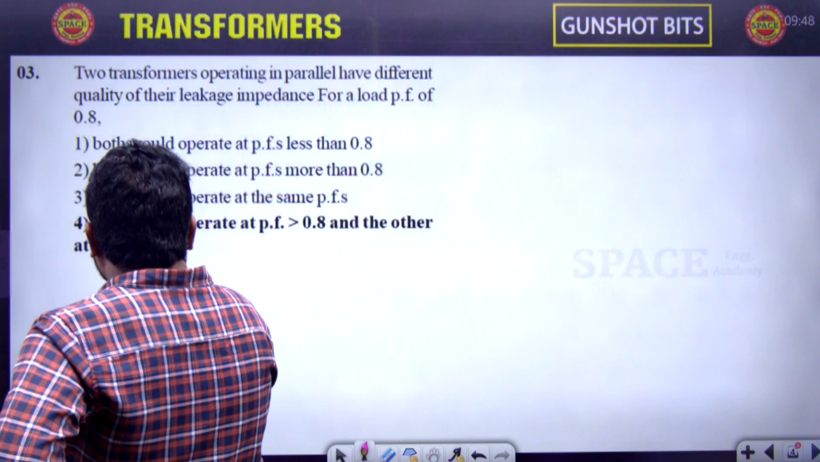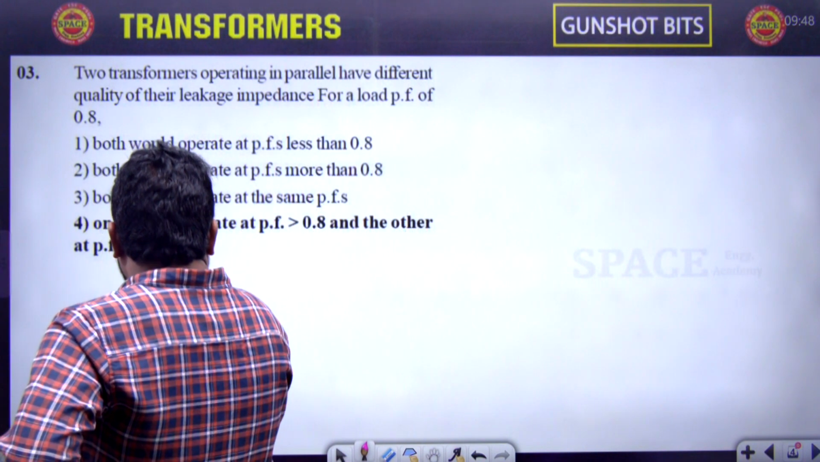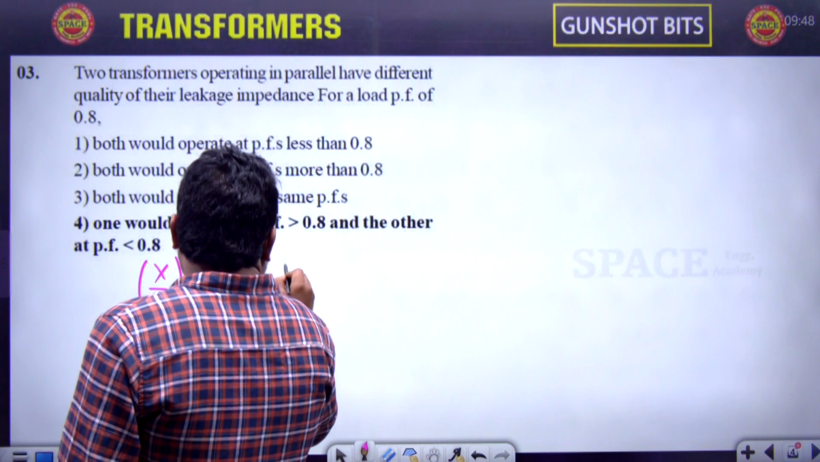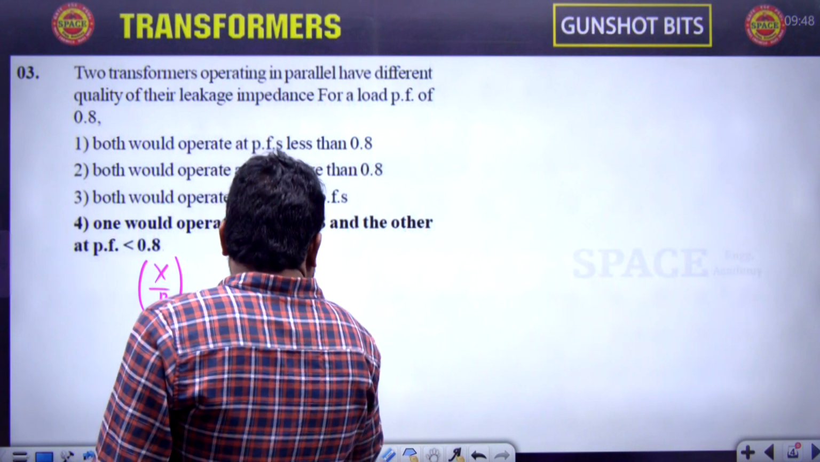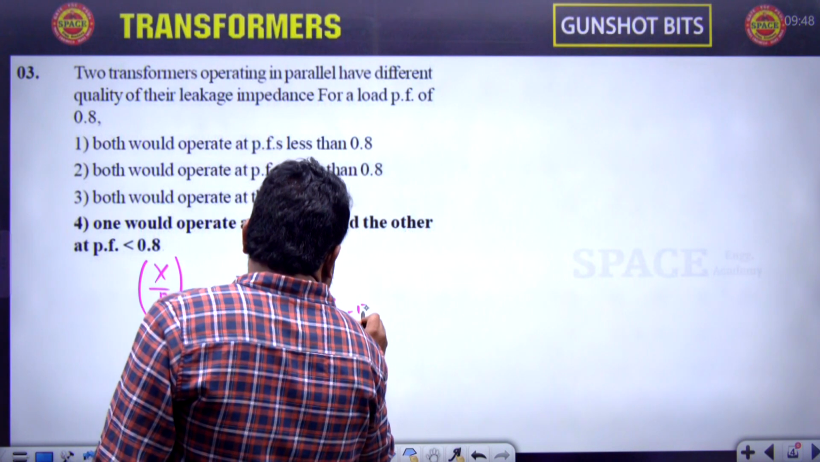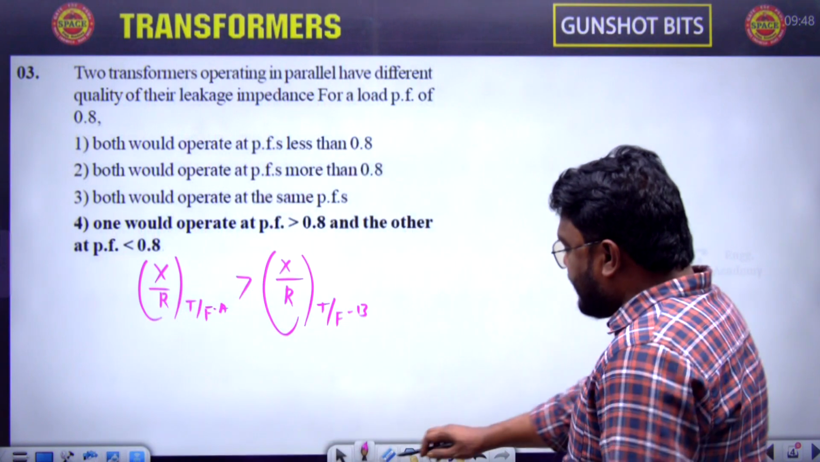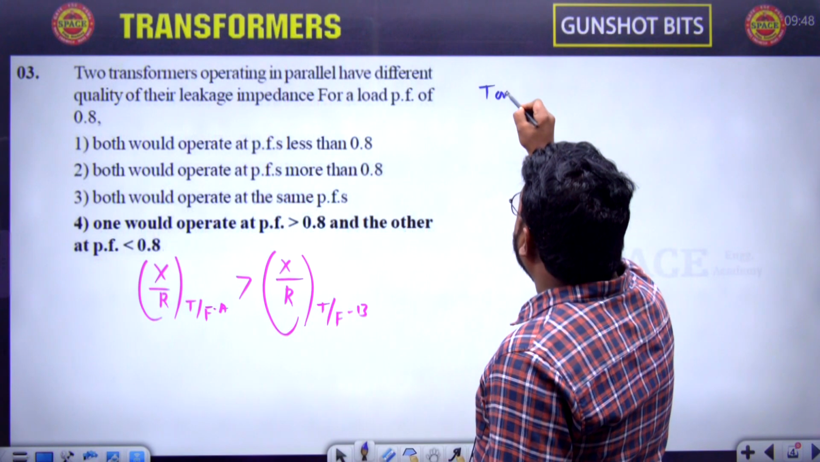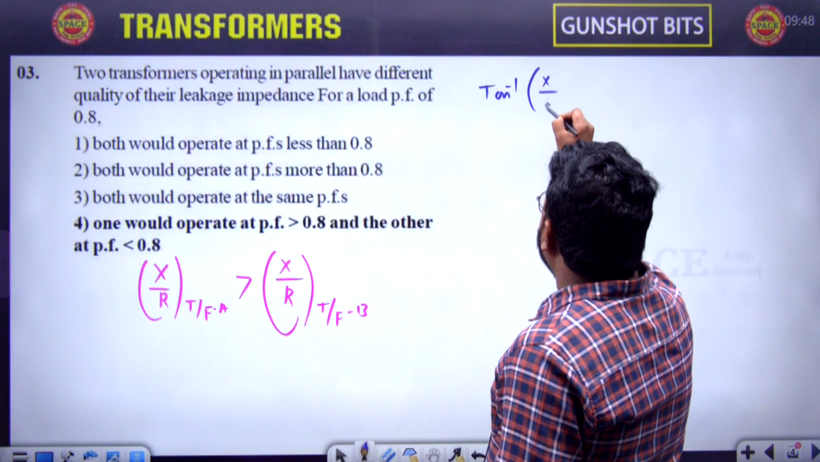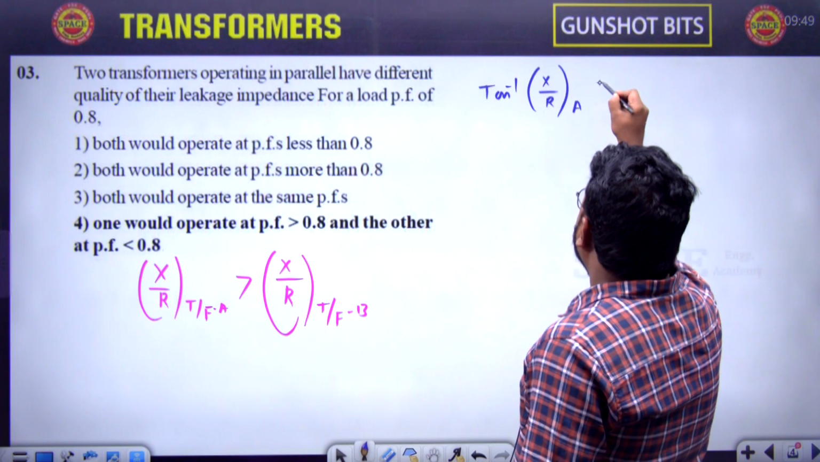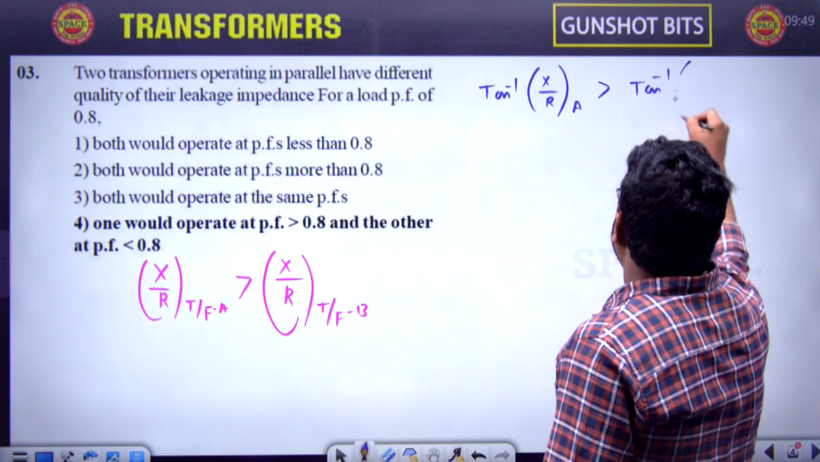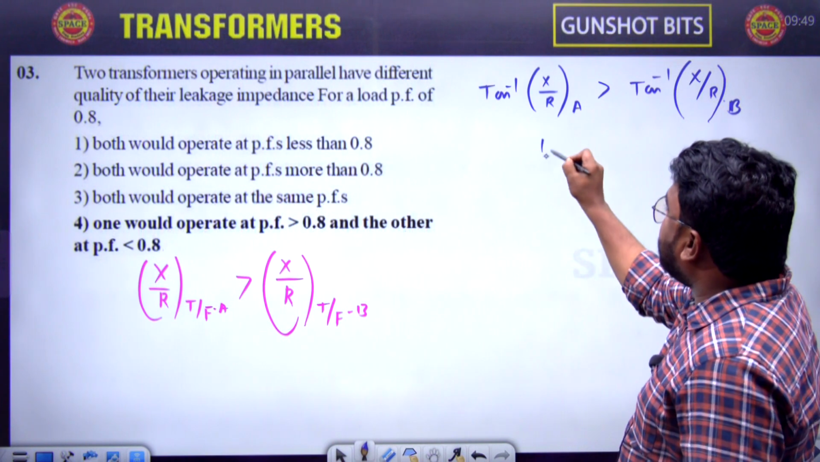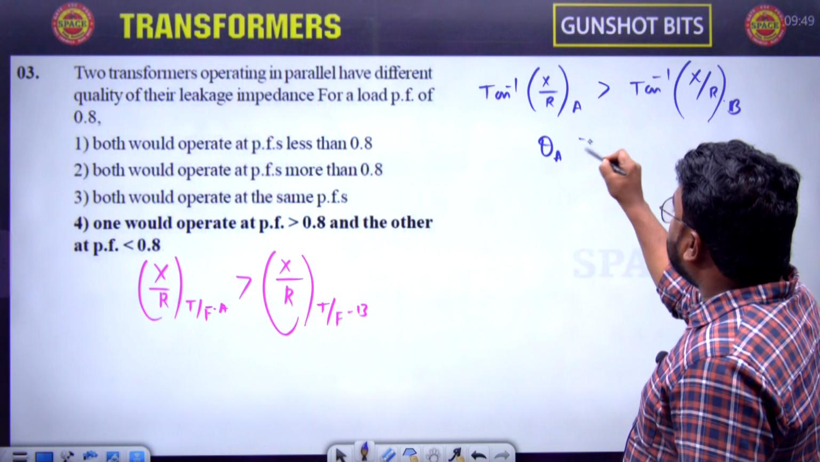Say the X by R ratio of transformer A is greater than the X by R ratio of transformer B. When the X by R ratio of transformer A is greater than that of transformer B, let us take tan inverse of the X by R ratio of transformer A, which is greater than tan inverse of the X by R ratio of transformer B. So now theta A is greater than theta B.